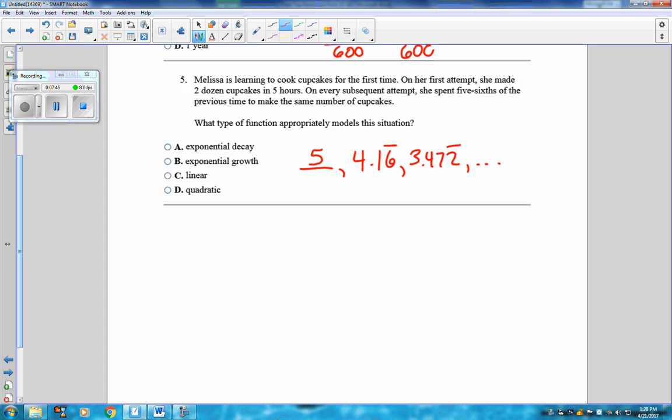So if you look, the number that I'm decreasing by changes every time I decrease. So I know it can't be linear. And I don't have a number in the middle that's surrounded by repeating numbers. So I know it can't be quadratic. So that means it has to be an exponential. Now, look if my numbers are increasing or decreasing. To get from 5 to 4.16, I'm decreasing. So that means I have an exponential decay and not a growth.